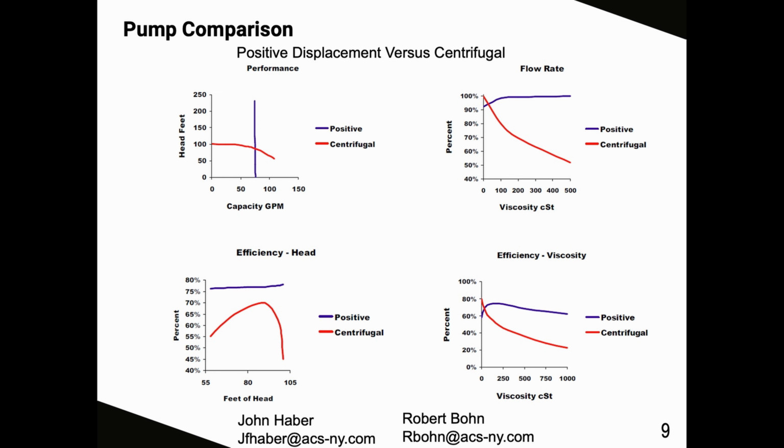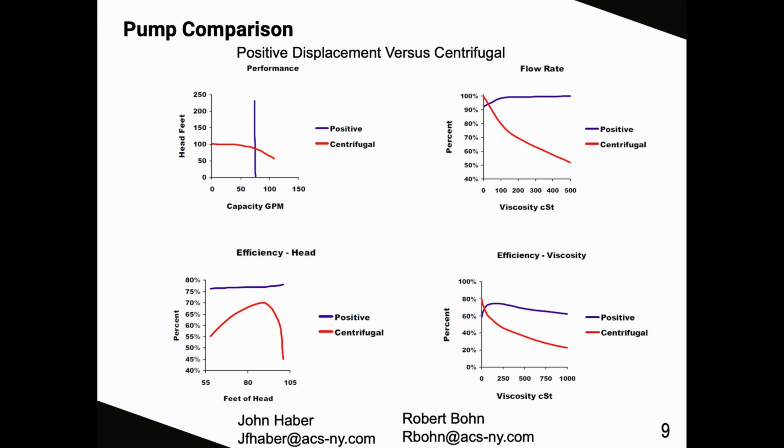On the flow rate portion, if you look on the right portion of this slide, you can see the flow rate versus the viscosity. In the positive displacement pump, the flow rate actually increases as you increase the viscosity of the fluid, whereas the centrifugal is the exact opposite. It decreases when you go to a more viscous fluid. An example of this is a positive displacement pump always will pump more number 6 oil than it will number 2 oil, and that is simply due to the viscosity of the fluids.